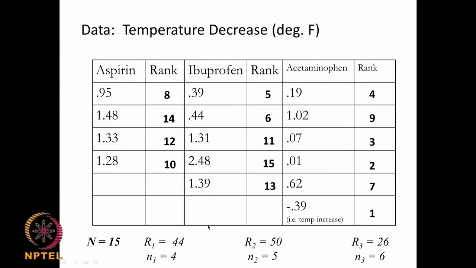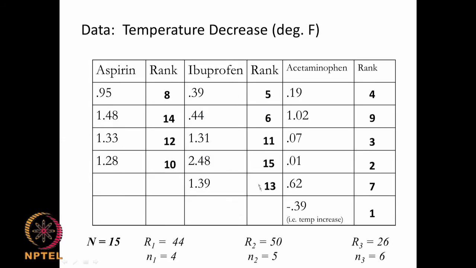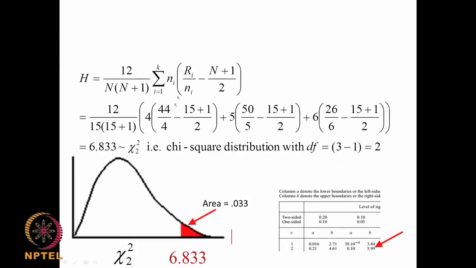Now, we go to the test statistic. H is equal to, you remember this test statistic which I introduced, 12 divided by N(N+1), and then 3 terms are coming, for 4, 5, 6, because we have 3 sets of data. 44 is the sum for data set 1, 50 the sum for data set 2, and 26 is the sum for data set 3. 4, 5, 6 are the terms that come in the denominator. So, we do this addition, and we end up with 6.833.